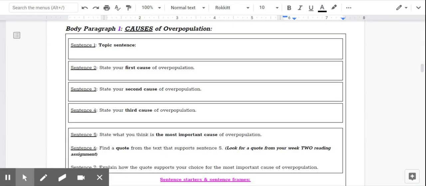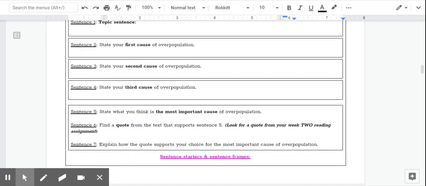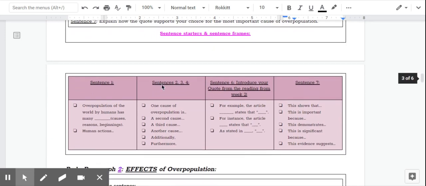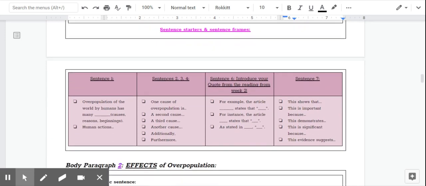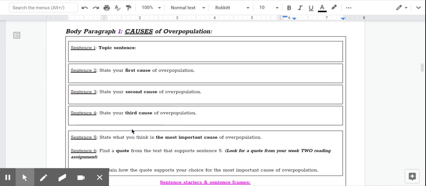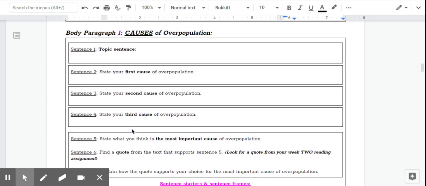Okay, the second paragraph is the first body paragraph. Here you're going to be discussing the causes of overpopulation. So, sentence number one is your topic sentence. You're going to introduce the main point of this paragraph. And sentence starters include overpopulation of the world by humans has many causes, many reasons, many beginnings, human actions, or make up your own. For sentence two, you're going to state the first cause of overpopulation. And then for sentences three and four, you're going to state the second and third causes of overpopulation.